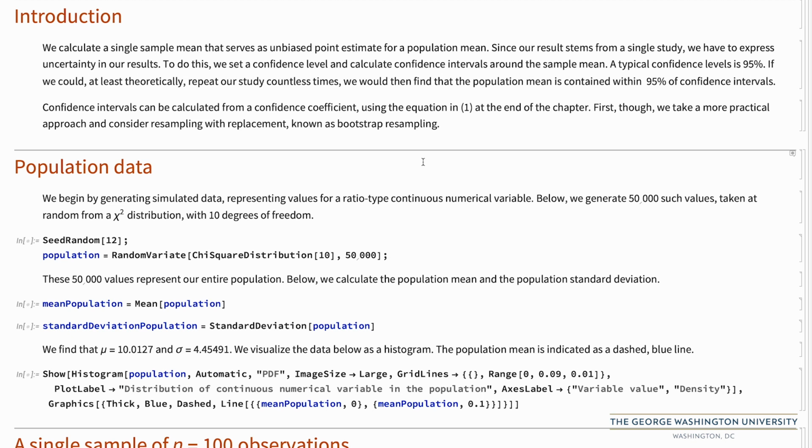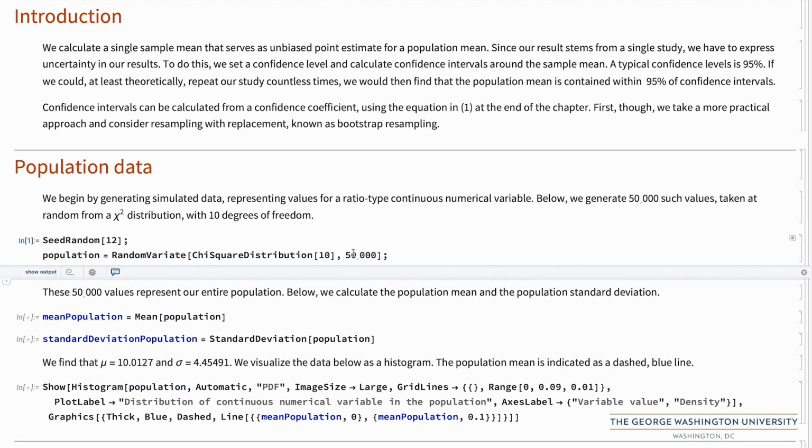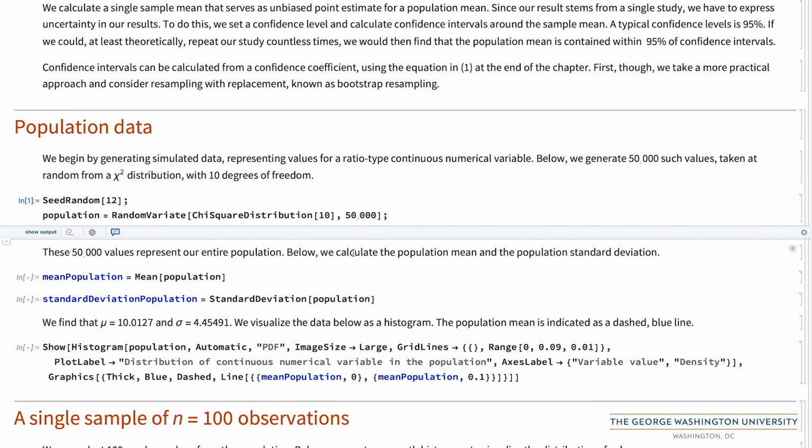Now I am going to select these values at random using a chi-squared distribution on 10 degrees of freedom. Now don't worry about that. That is just a distribution that I'm going to use to create these random values. And that's what I do in the line of code right up here. I'm going to execute that. And now I have values for a continuous numerical variable for a population that contains 50,000 subjects.